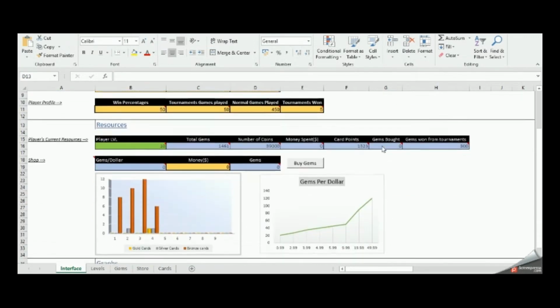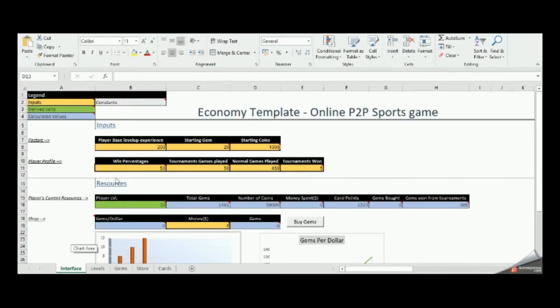So here we have our Excel sheet for our sports game. As you can see, this is our interface page. This is where we'll be giving our inputs, by which we can see how the resources are going to be distributed based on player profile and some factors based on which the game is going to be designed.